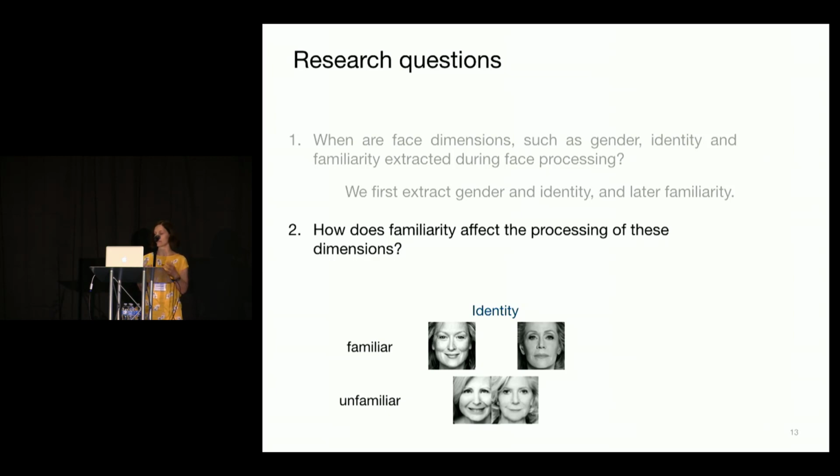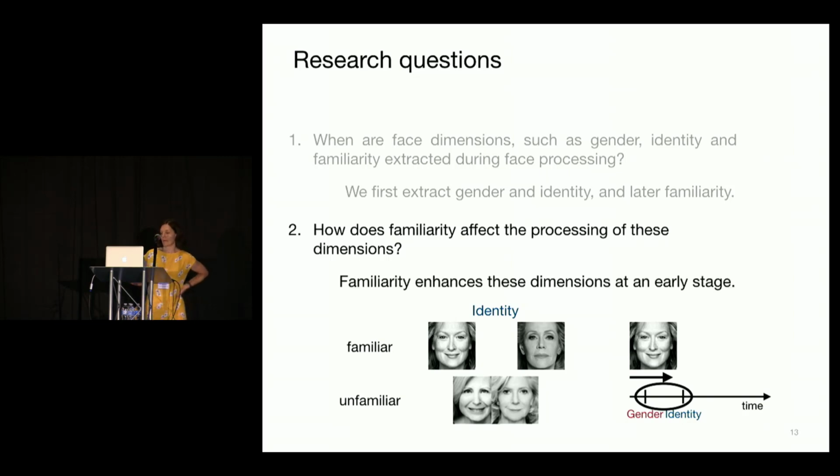We match these images worse for unfamiliar identities. And when we look at the time point of when this enhancement with familiarity happens, we find that it happens early, at the same time point when we extract these dimensions, which might suggest that it's more a bottom-up tuning than a top-down effect that is affecting the feed-forward processing stages. So familiarity enhances these dimensions at a very early stage.